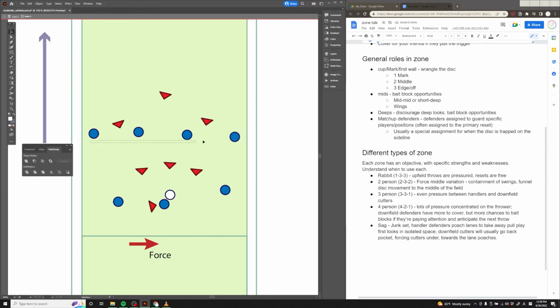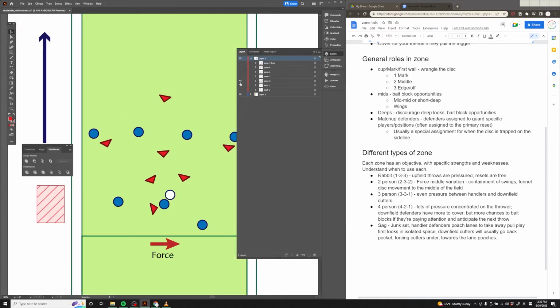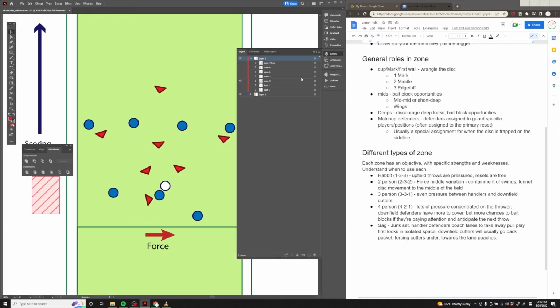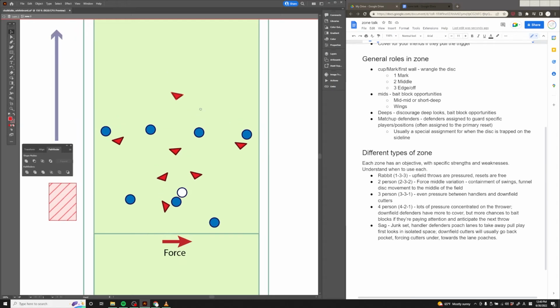on the downfield cutters. These players are being sandwiched now by 6 defenders, whereas in the three-person cup example, there is a lot more pressure directly around the disc and fewer defenders over the top here and here. So this deep often will get overloaded.